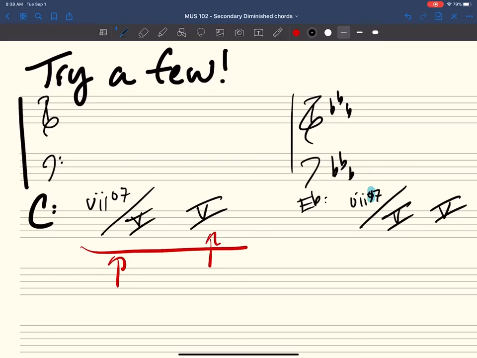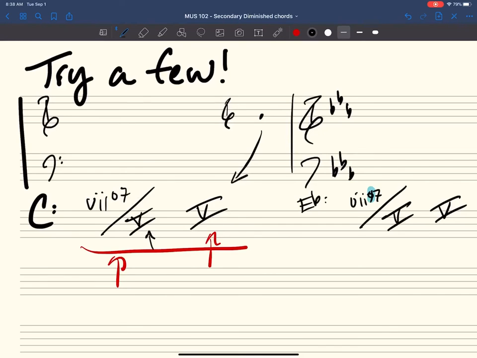What is 5 in the key of C? Well, it's G, right? Great. So that's the chord we're going to, right? And that is the key we need to think in. We need to think in the key of whatever's under the slash, right? G.